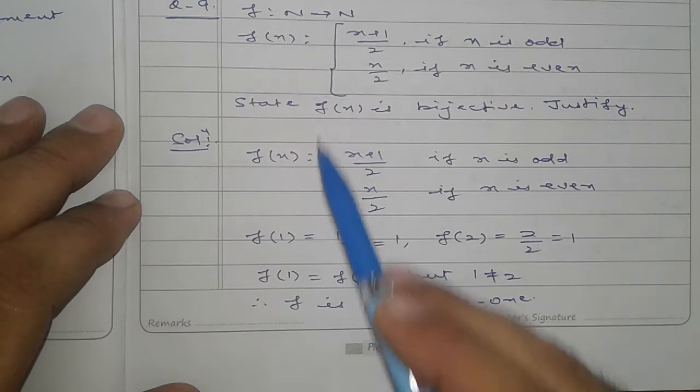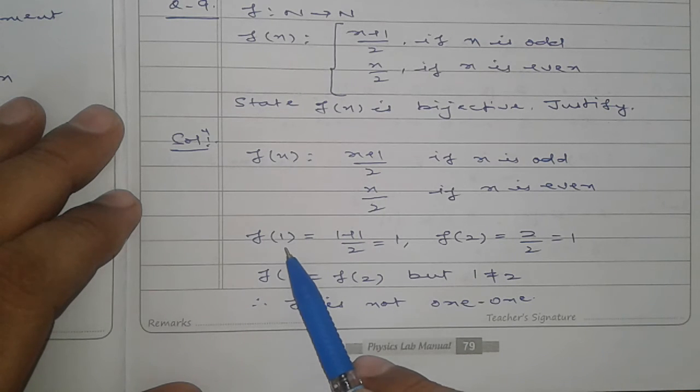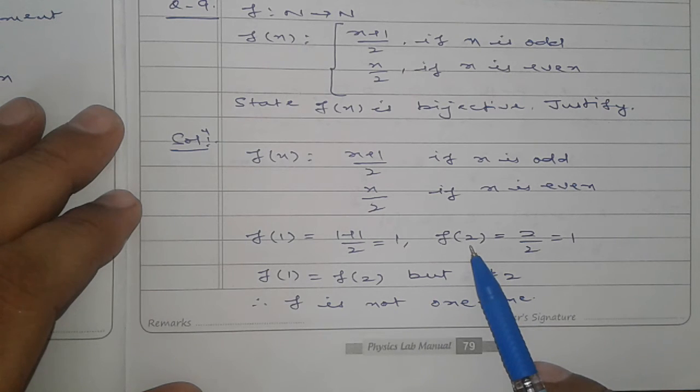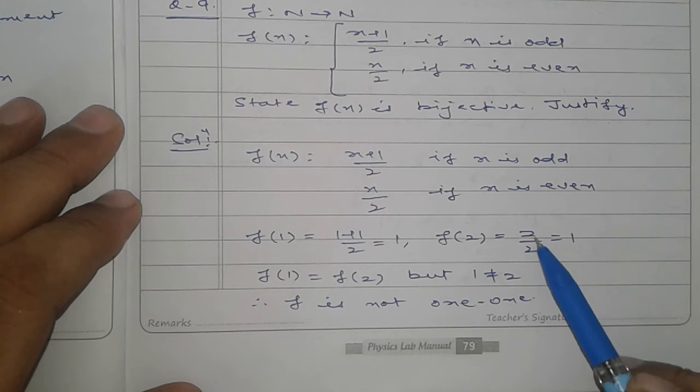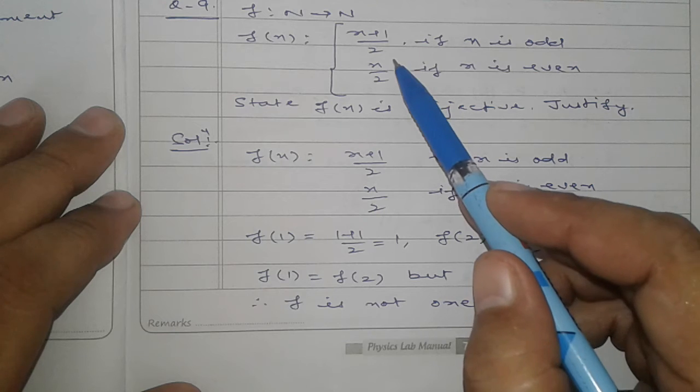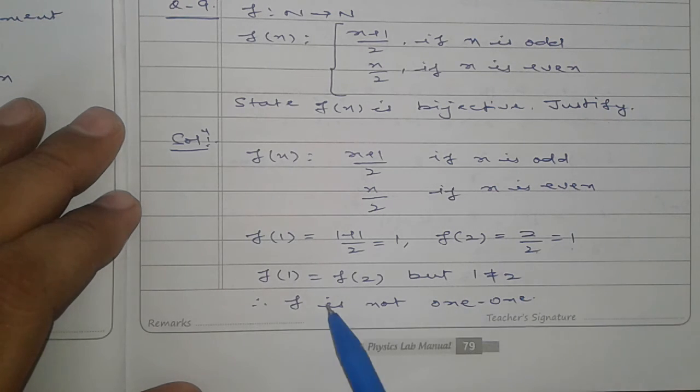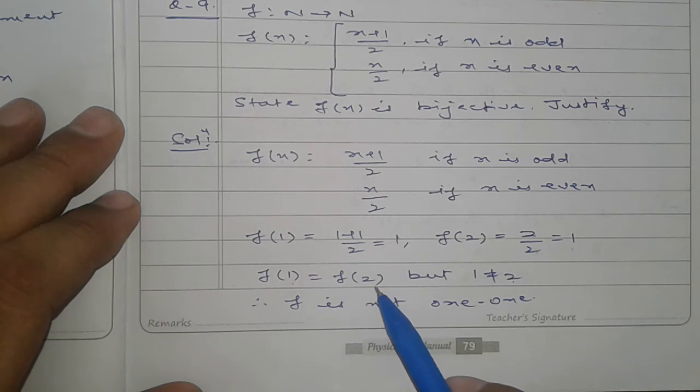So let we take natural numbers, first f of 1. It is (1 plus 1) by 2, that is 1. Then if we take 2, 2 will be even, so 2 by 2. For even, the function is n by 2, so 2 by 2 is 1. So f of 1 and f of 2 are equal, but 1 and 2 were not equal. That means x1 is not equal to x2 but f of x1 is equal to f of x2. So it means the function is not 1-1.